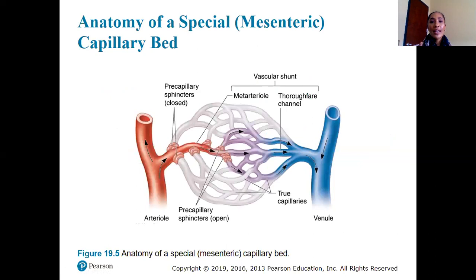So when we're looking at a mesenteric capillary bed, we've got our arteriole right here, and then these are the precapillary sphincters that are closed. When these capillary sphincters are closed, they will inhibit blood flow through these capillaries that we are calling true capillaries, and will direct blood directly from an arteriole straight to the postcapillary venule so that we can get into the venules.